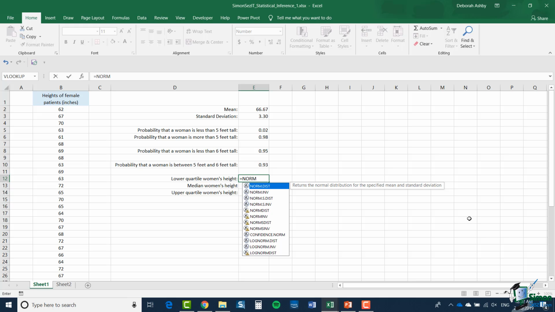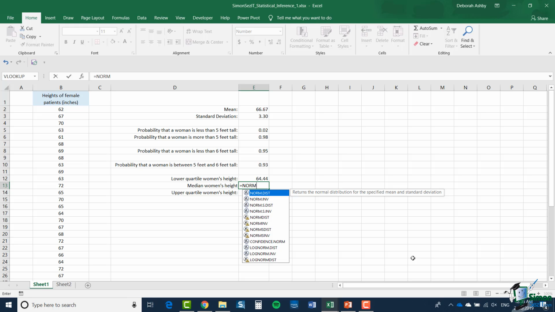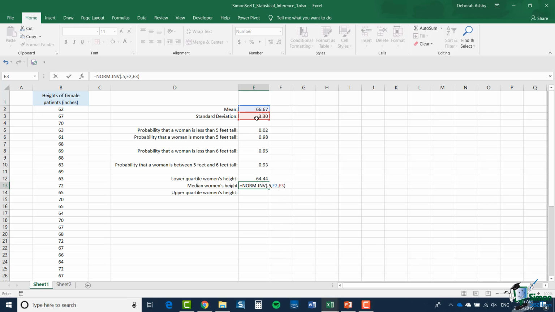So we want equals norm.inv. Now the probability we want is 0.25. The mean is E2. And the standard deviation is E3. So the lower quartile height is 64.4 inches. Now let me do the same thing for median and upper quartile. And there we are. Lower quartile is just under 64.5 inches. The median is just over 5 feet 6.5, and the upper quartile is just under 5 feet 9.